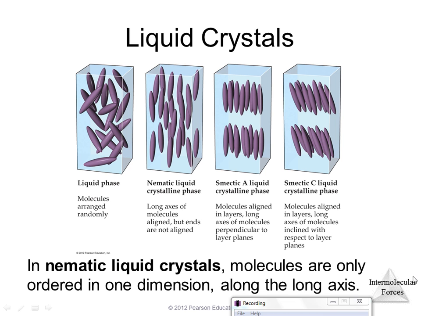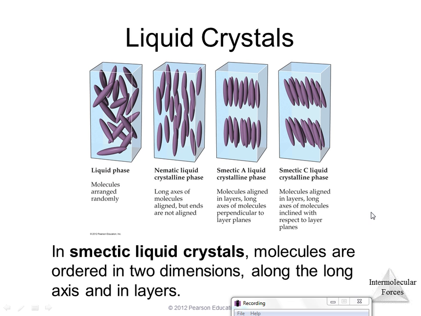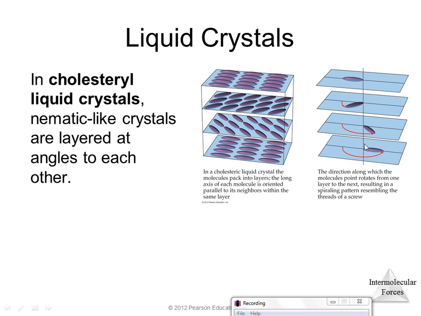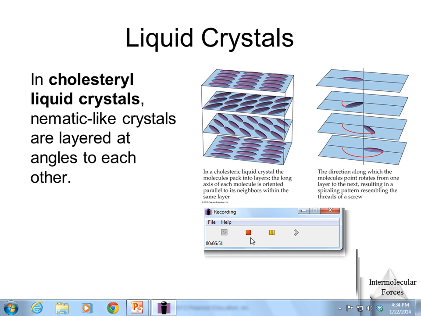Again, nematic liquid crystals are only ordered in one dimension, along the long axis, and then the smectic liquid crystals are in 2 dimensions. Notice how they can be lined up along 2 different axes. We won't get into the cholesteric liquid crystals. We'll talk more about those in the organic section. That stops us with our phase diagrams here for section number 6.